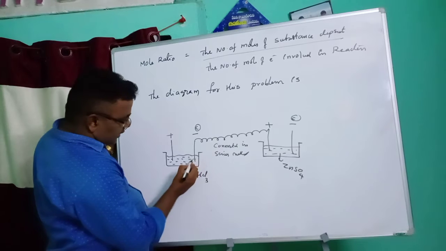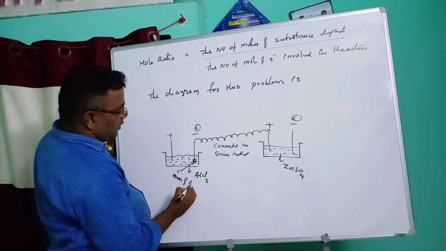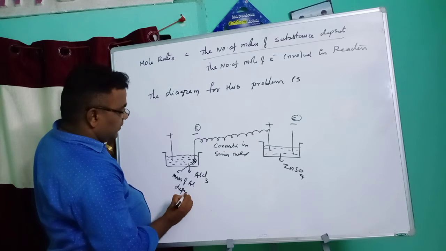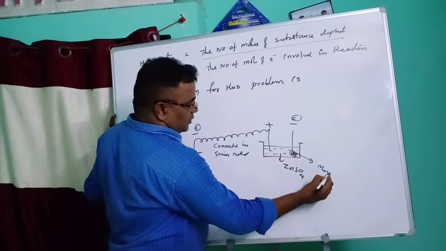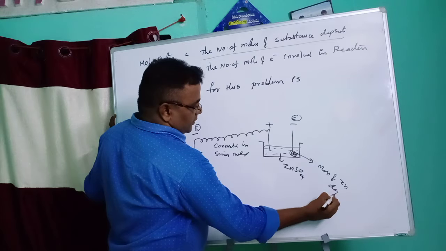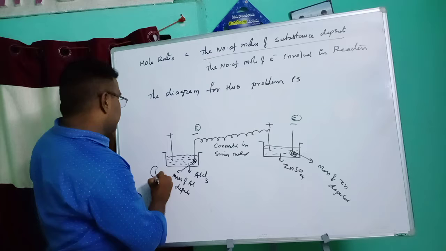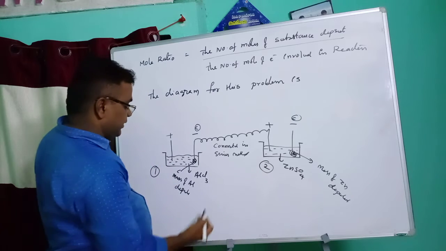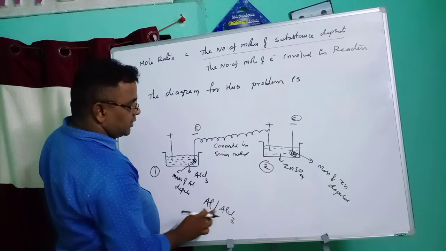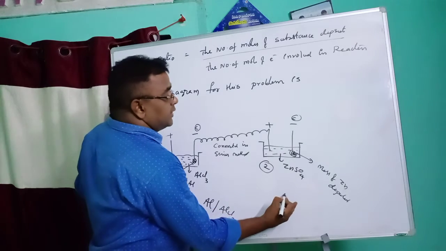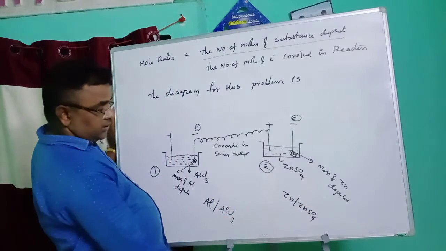So for example, at this cathode, this is the mass of aluminum deposited. Here at the cathode, zinc is deposited. This is the mass of zinc deposited, the amount of zinc deposited. So let me take this first half cell and this second half cell. The first half cell is written as Al bar AlCl3, or aluminum rod dipped in aluminum chloride. The second half cell is written as Zn bar ZnSO4, or zinc rod dipped in zinc sulfate.